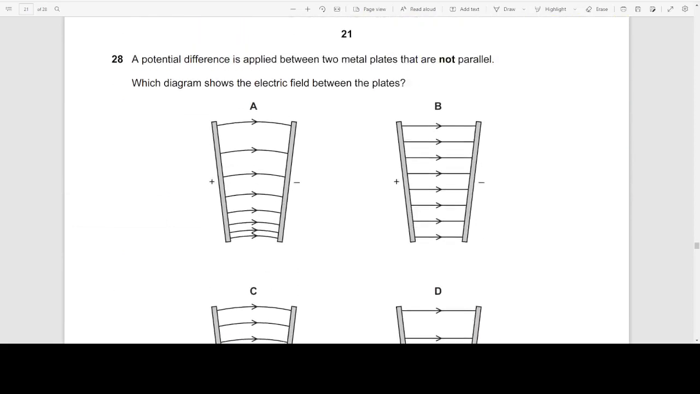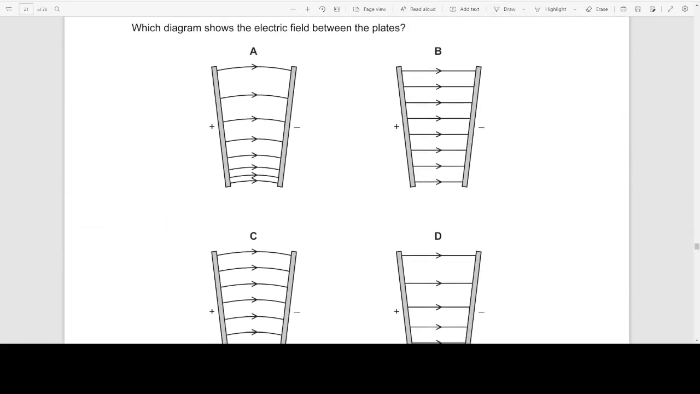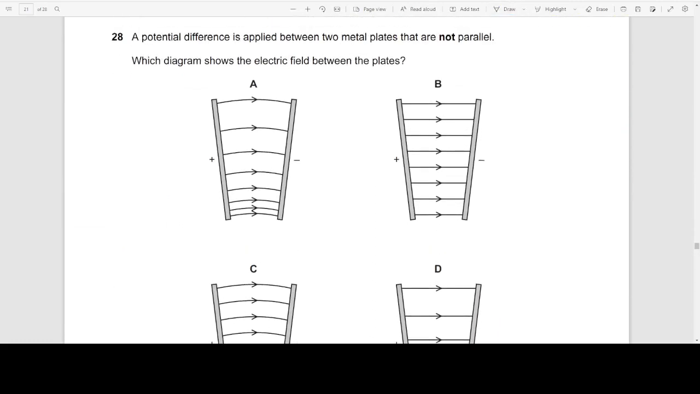Which diagram shows the electric field lines between the plates? Alright, so let's see. This one is wrong, because electric field lines only emanate perpendicularly from the surface. If you have a surface like this, they're going to emanate like this. If we magnify this part, we have the surface like this and the electric field line emerging like this, which is wrong. It has to emerge perpendicularly from the surface. That's why B is wrong.